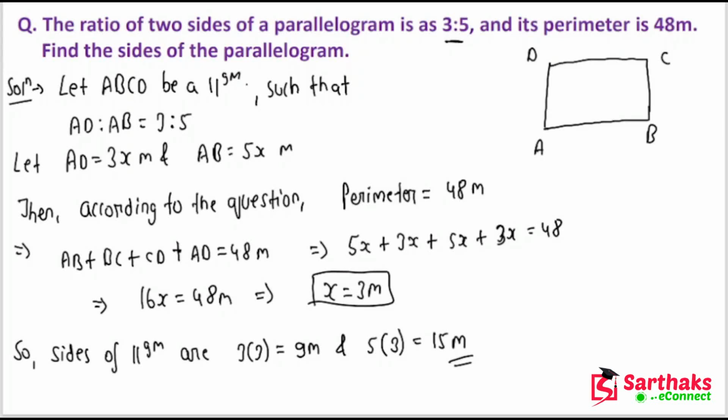So this was all about properties of parallelogram, and I hope these questions helped you understand that properties of parallelogram are very easy. There are only 3 properties: opposite sides are equal and parallel, opposite angles are equal, and diagonals bisect each other.